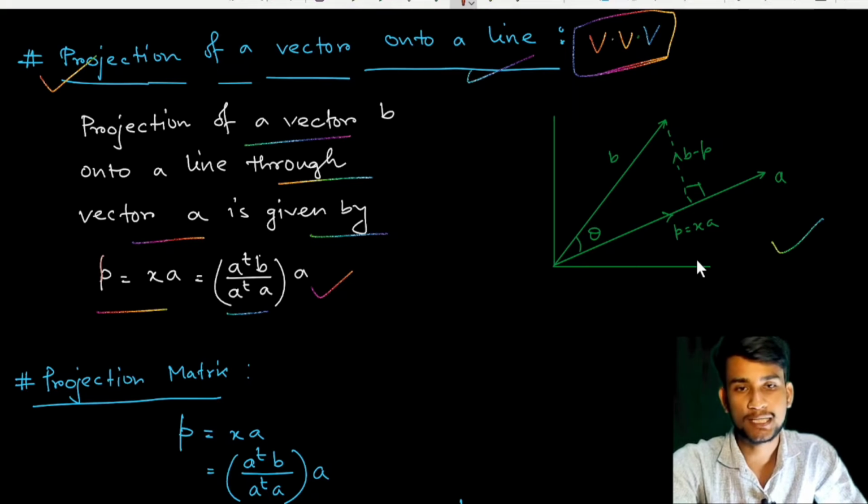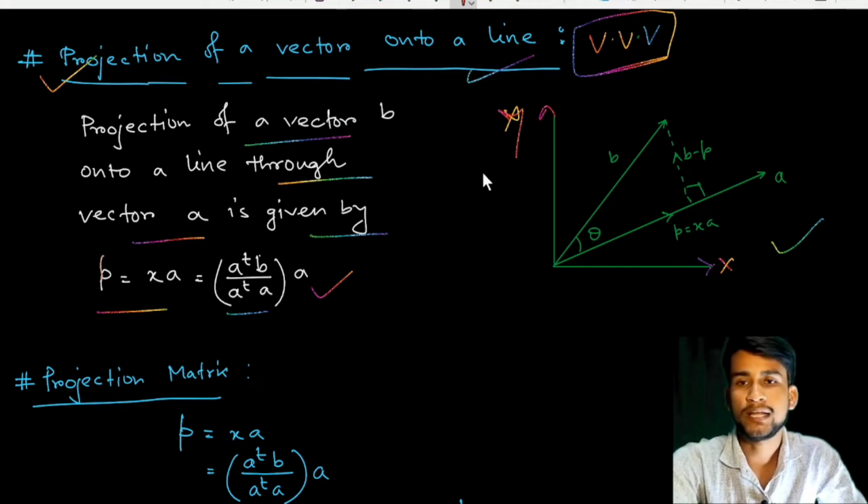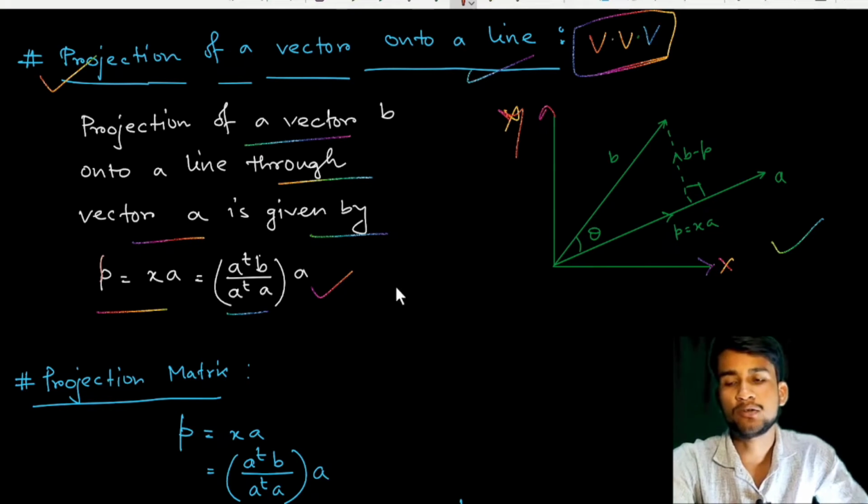This is the image you can say. This is the x-axis and this is the y-axis, the xy plane you can say, with a line. So the formula for the projection of a vector onto a line is this.